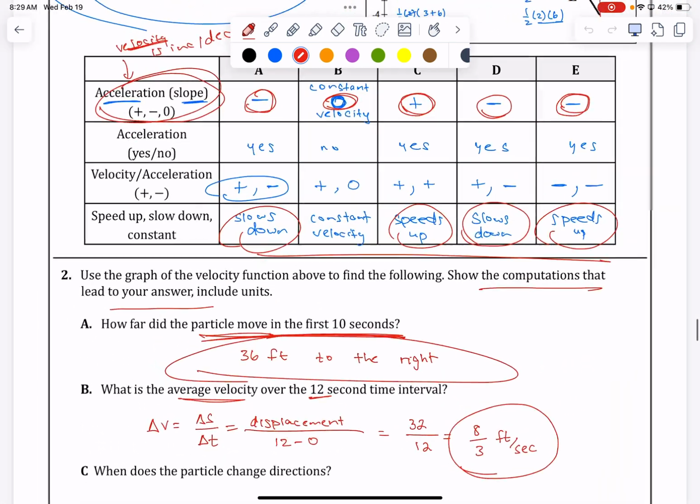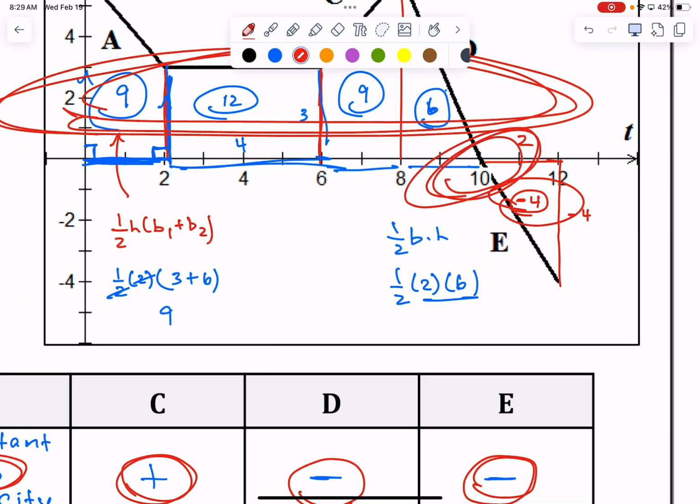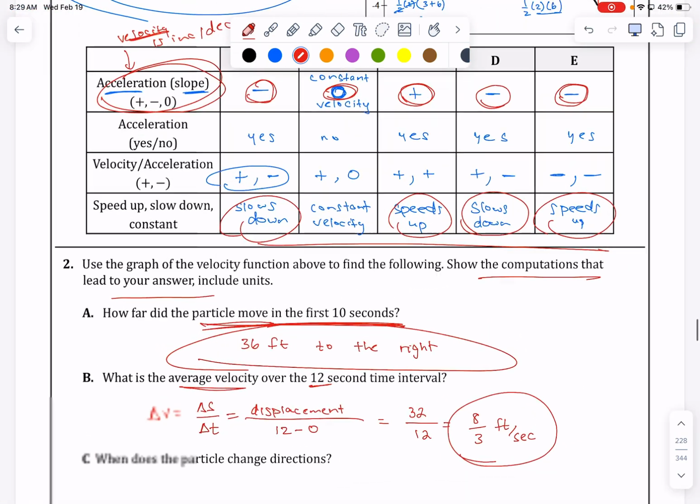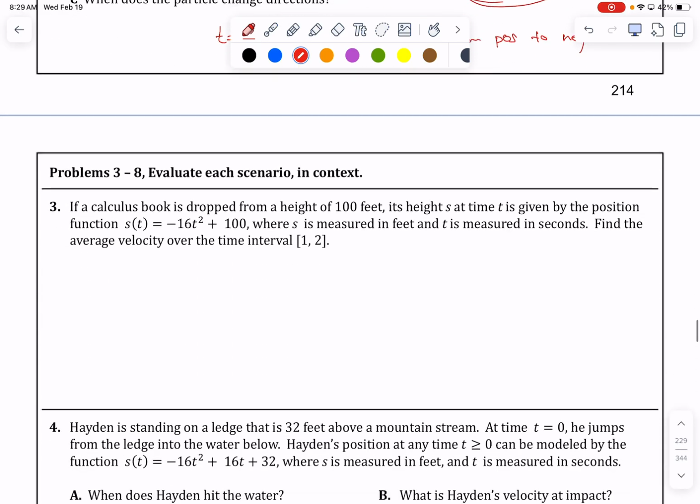When does the particle change direction? Well, the only place it changes direction, where? At 10, because the velocity goes from positive to what? From above the x-axis to below the x-axis. So you would take t equals 10. And on the AP exam, you'd say because velocity changes from positive to negative, which means it goes from moving right to moving left.